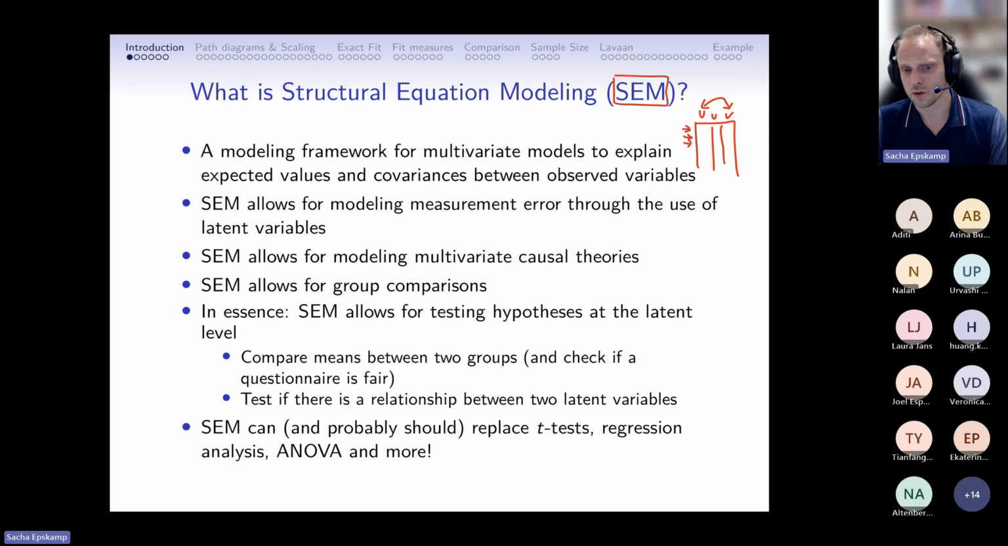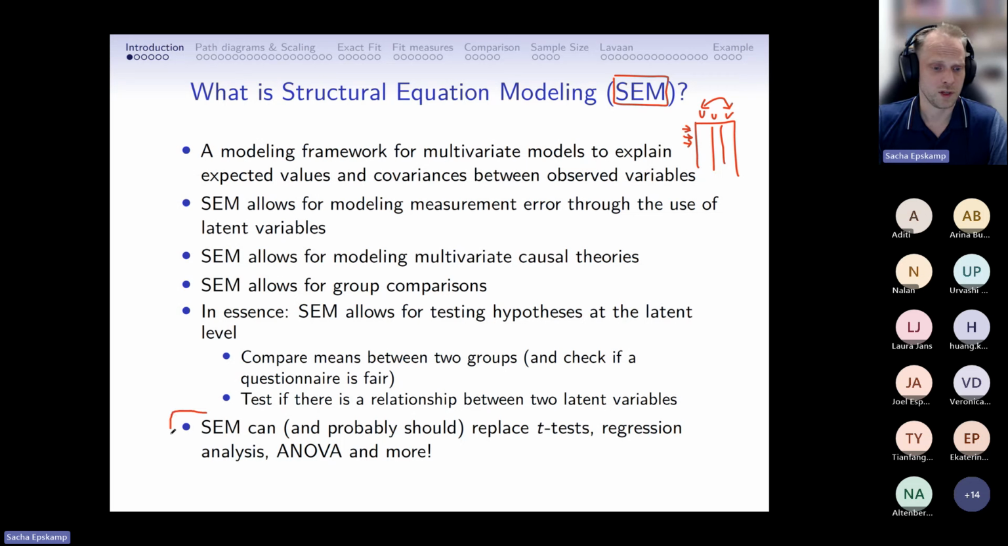It allows you to do very advanced multivariate causal theories, which is nice. But even more, it allows for group comparison, which is a very strong aspect of SEM that I won't talk about today. It allows you to test, for example, if a test is fair in two groups, or if there is heterogeneity across those groups in the latent variable, or if you cannot say that because the test is not fair, for example.